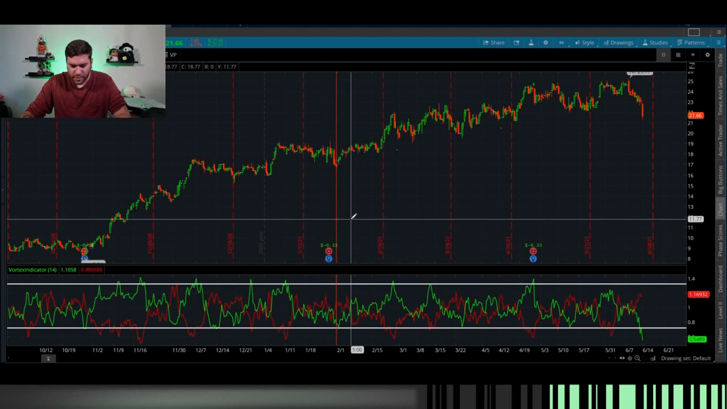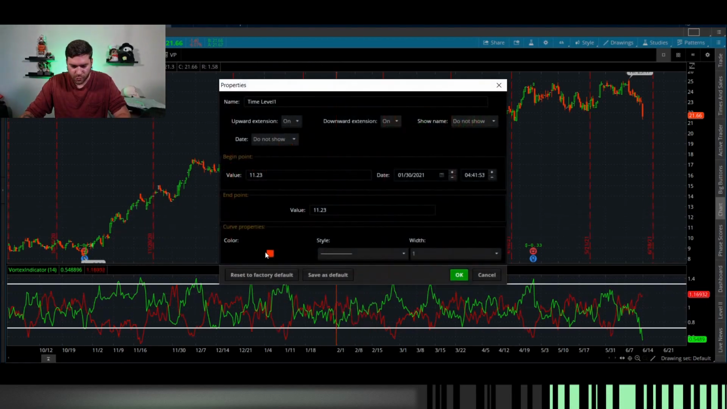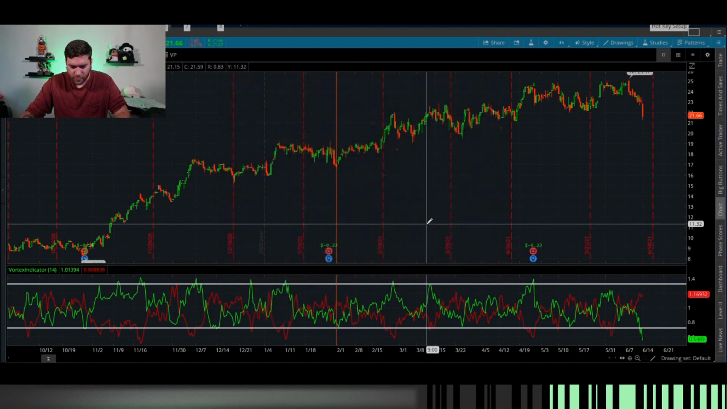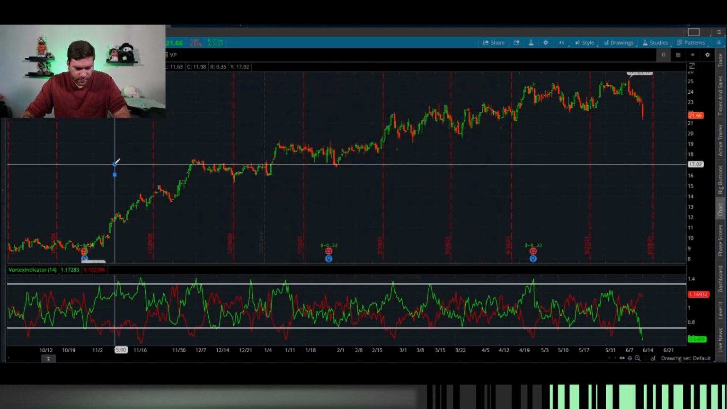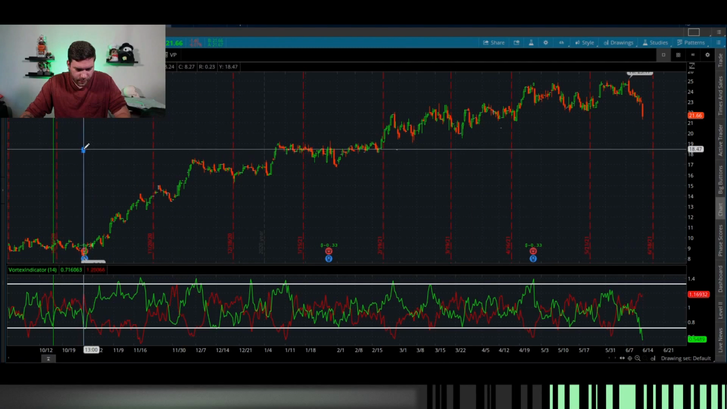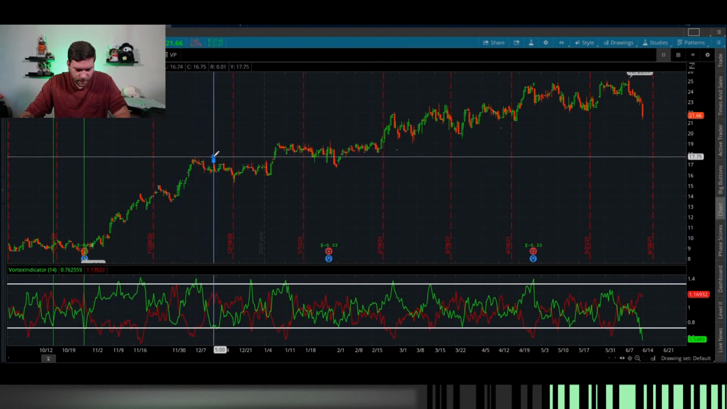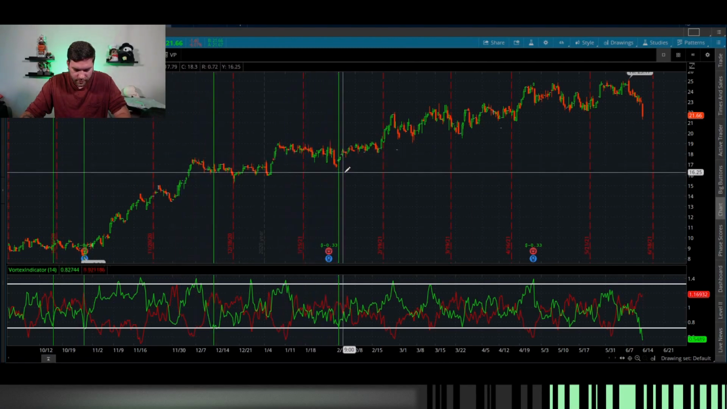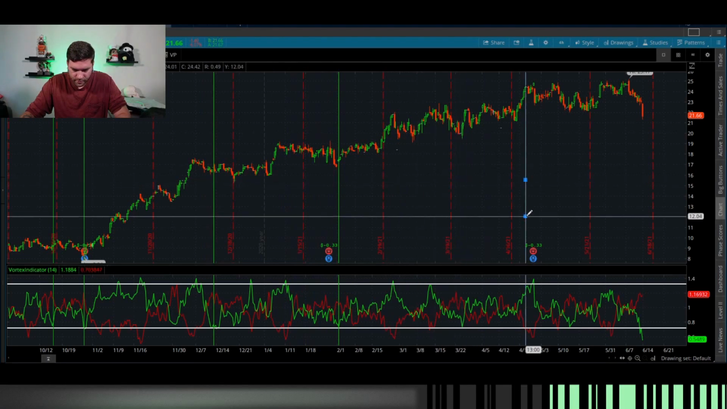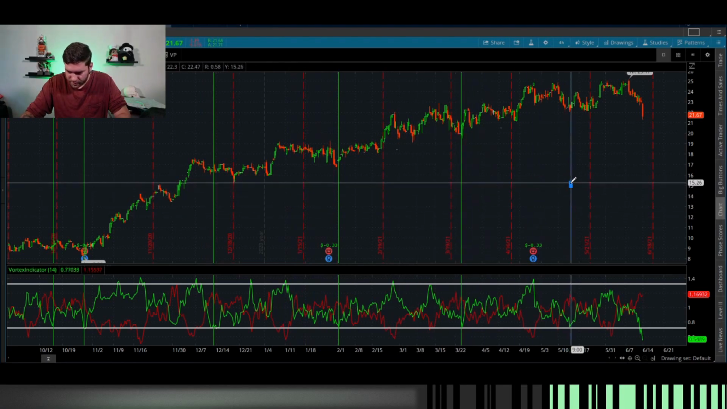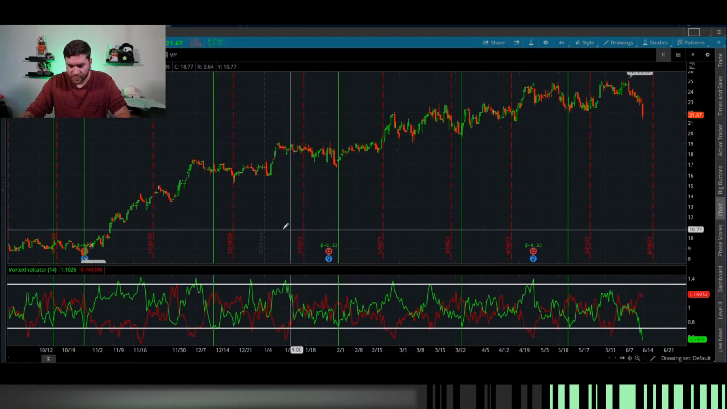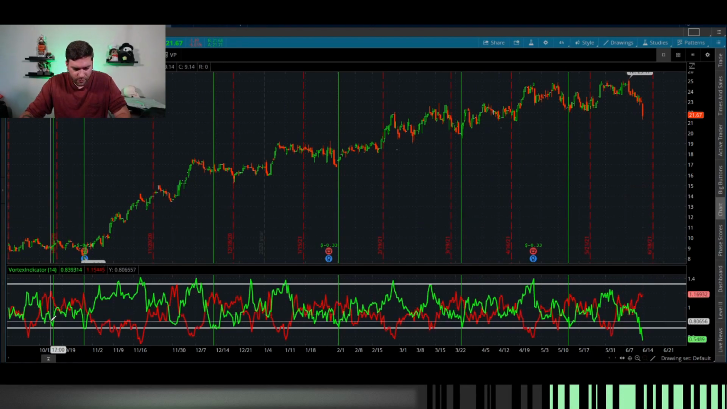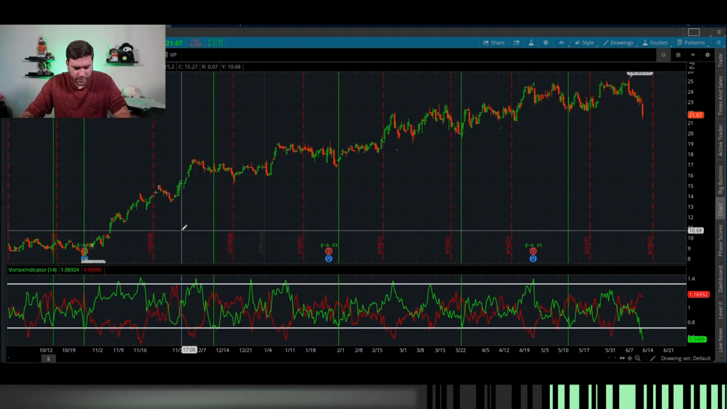So let's use our time level. We're going to make it green for an entry. Right here I would have entered. Right here I would have entered. Here I would have entered. Here. Here. And here. Those are my entries for the Vortex indicator. Every time bulls are low, I would have wanted to enter.